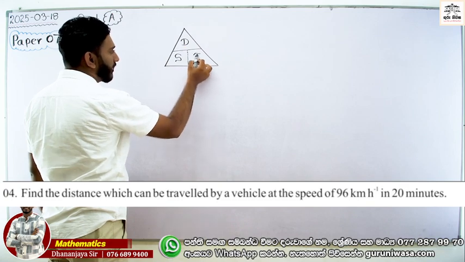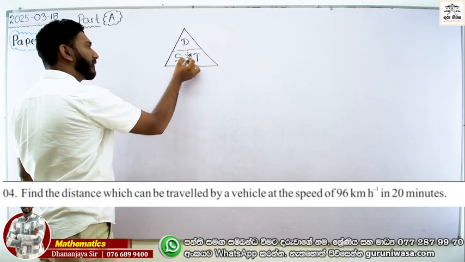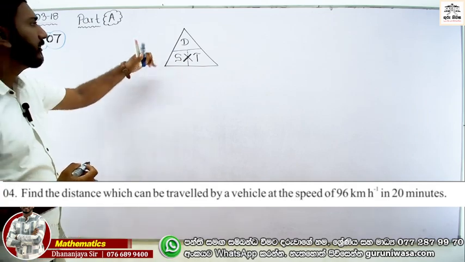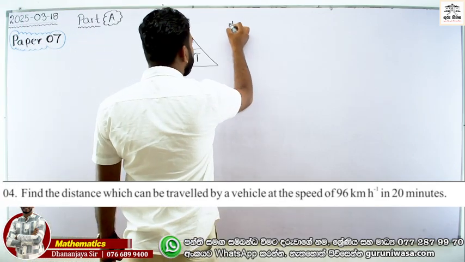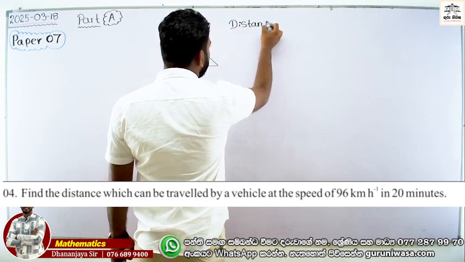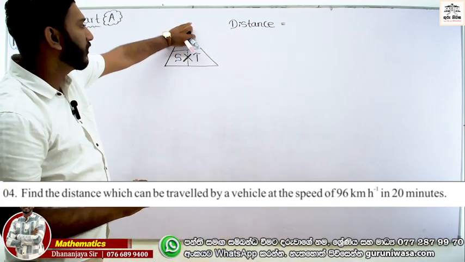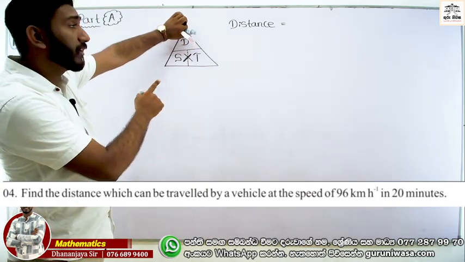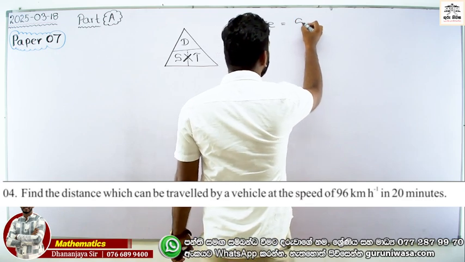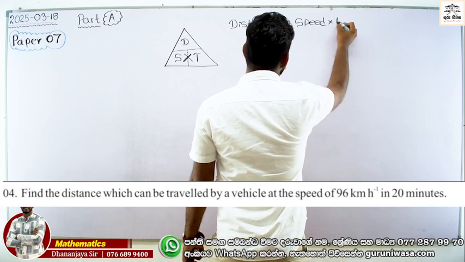DST. And there are three relationships about that. This is a multiplication of S and T, and this is D. D we call distance. Distance is equal to the product of speed and time. Speed multiplied by time.